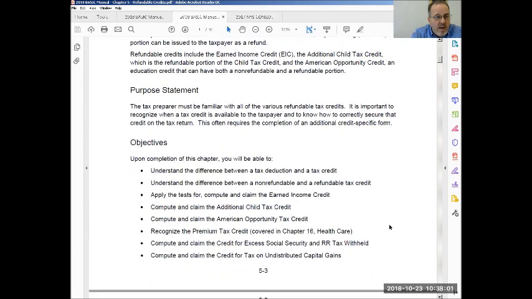All right. What we're going to talk about is the difference between a tax deduction, so we're at the bottom of 5.3, and a tax credit, okay? Those are two different things. We're going to understand and talk a little bit more about non-refundable, which is Pac-Man. Once all the little dots are eaten up, what happens to the Pac-Man? He stops. He doesn't move. Unless one of the ghosts is chasing him, I guess.